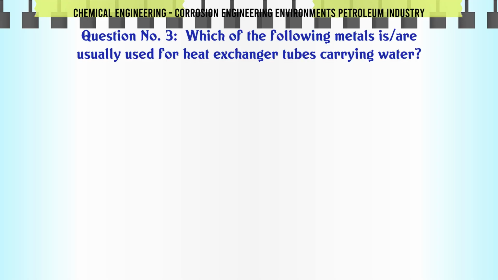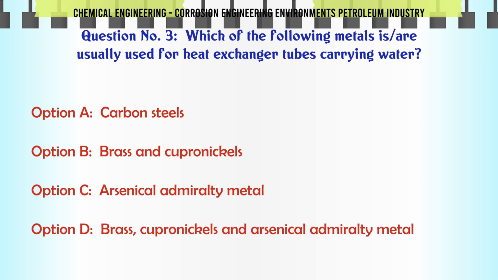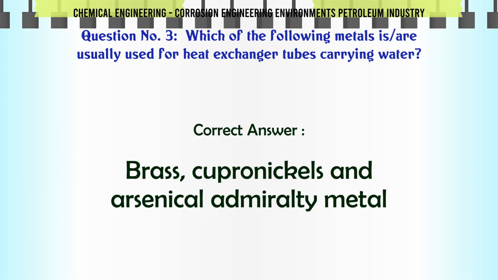Which of the following metals are usually used for heat exchanger tubes carrying water? A. Carbon steels. B. Brass and cupronickel. C. Arsenical admiralty metal. D. Brass, cupronickel and arsenical admiralty metal. The correct answer is brass, cupronickel and arsenical admiralty metal.